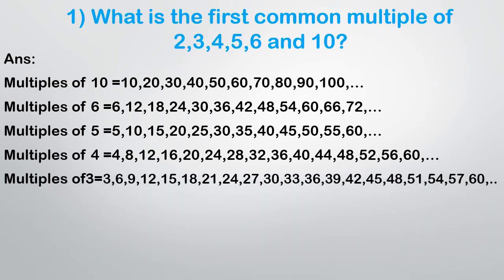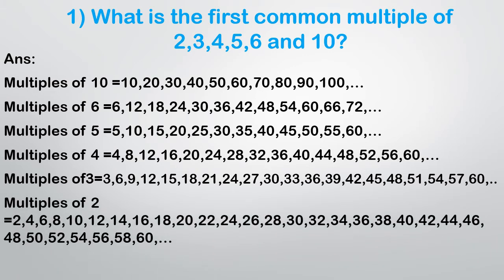Then the multiples of 3. So you can use 3 table. 3, 6, 9, 12, 15, 18, 21, 24, 27, 30, 33, 36. After that, you can use skip counting or you can add 3. So 39 plus 3, 42, 42 plus 3, 45, 45 plus 3, 48, then 51, 54, 57, 60.